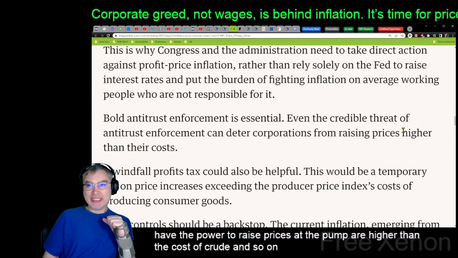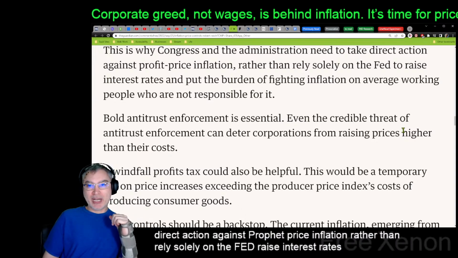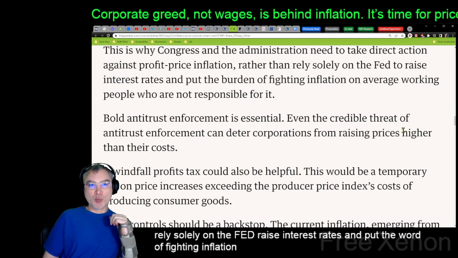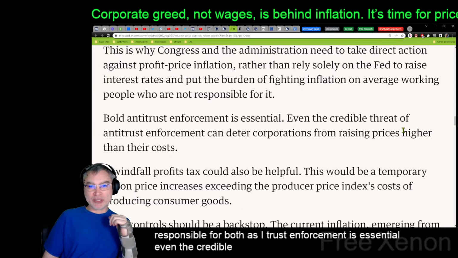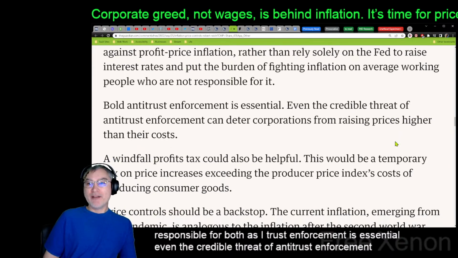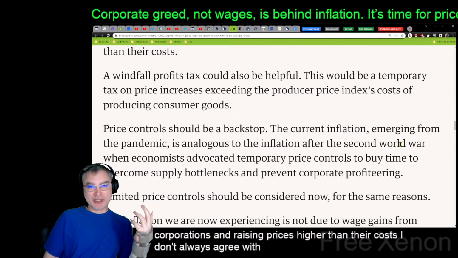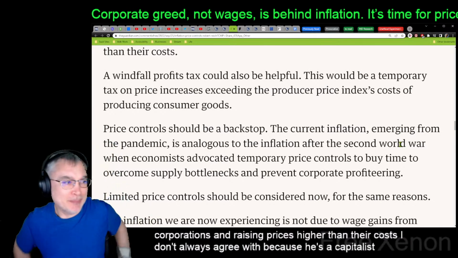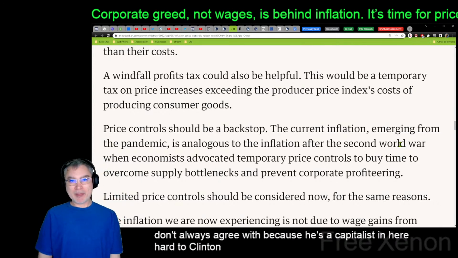This is why Congress and the administration need to take direct action against profit price inflation, rather than rely solely on the Fed to raise interest rates and put the burden of fighting inflation on average working people who are not responsible for it. Bold antitrust enforcement is essential. Even the credible threat of antitrust enforcement can deter corporations from raising prices higher than their costs. I don't always agree with Robert Reich because he's a capitalist and part of the Clinton regime, but he's got some good thoughts here, which is good to see.